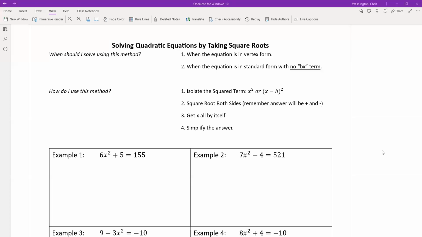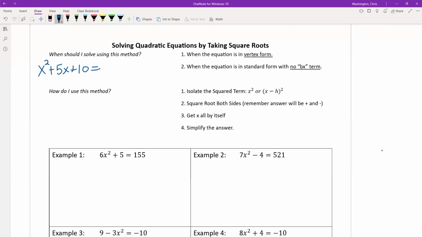All right, let's roll. Solving quadratics by taking square roots. I wish we could just factor all the time, but factoring doesn't work all the time. So if we had a problem like x squared plus 5x plus 10 equals 0, and I ask you to solve that equation, the only way we've learned how to solve equations so far is by factoring.